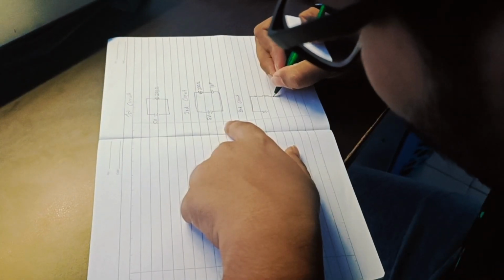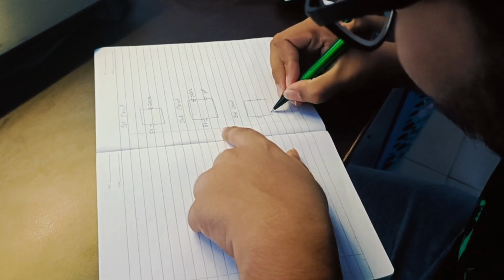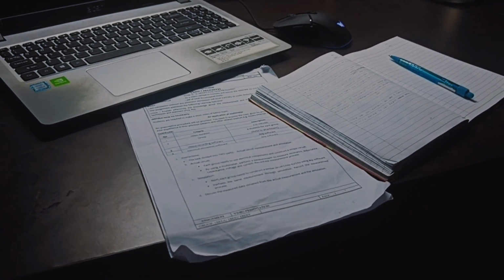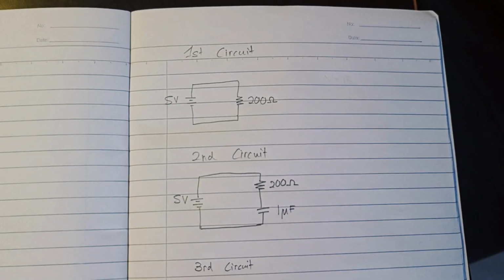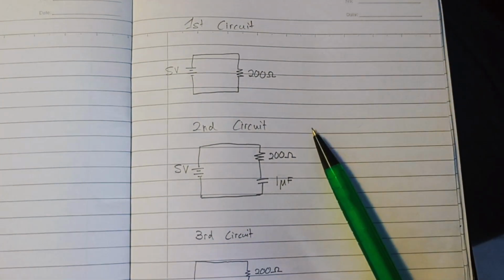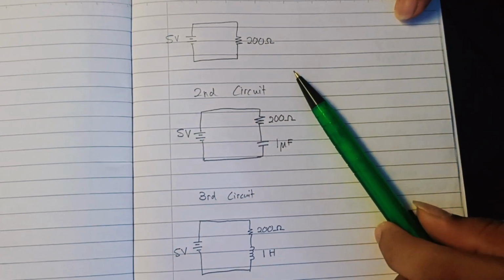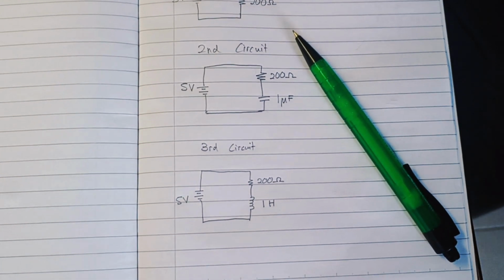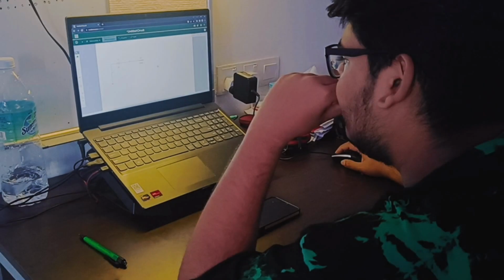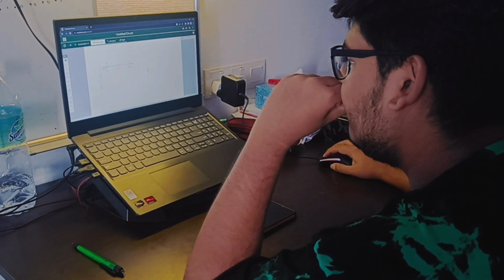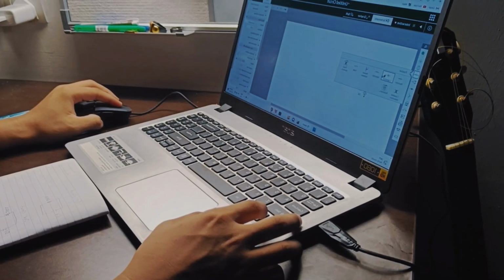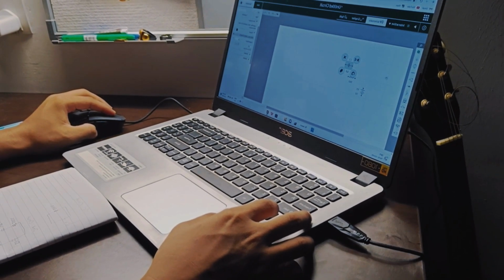For the first day, we are planning our project and we come out with 3 circuits. The first one is resistor circuit, second one is capacitor circuit, and the third one is inductor circuit. Second day, we construct all 3 circuits in Multisim Online to get exact data.